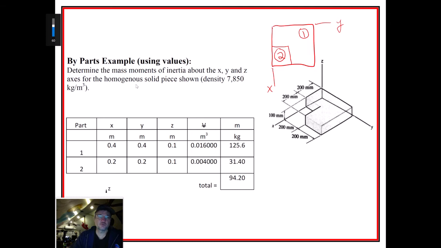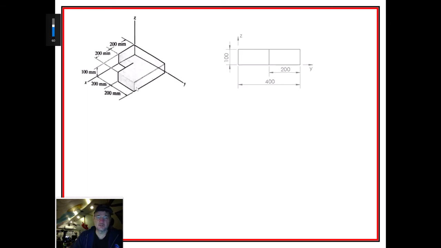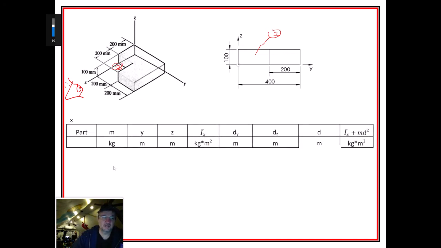Now they want it for the x, y, and z axis, so it's good to draw this thing out. Looking down the x axis, here's a big creepy eye, and we're looking down the x axis. This is what we would see, and you can see that right here is where part 2 is going to be. Part 2 is right there. So we set up our grid here, our table.